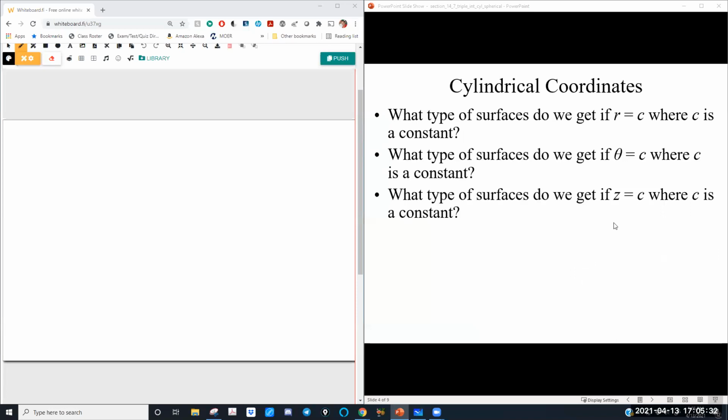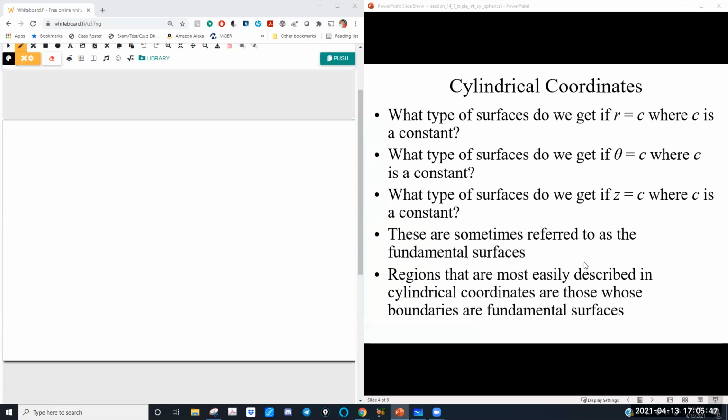Lastly, if Z is set to a constant, we get a plane that is parallel to the XY plane. Again, we went back through that in module 2, so I'm going through it a little quicker this time. I want to focus more on the integrals. But the reason we do these fundamental surfaces is that if they tend to be our boundaries, that's our hint that we'd want to use cylindrical coordinates.